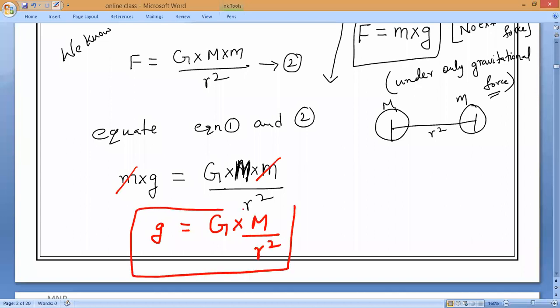Small m and small m are present on both sides. Both will get cancelled. Then what is g? g is equal to capital G into capital M divided by R square. So this is what is called the gravitational acceleration: small g is equal to capital G into capital M divided by R square.